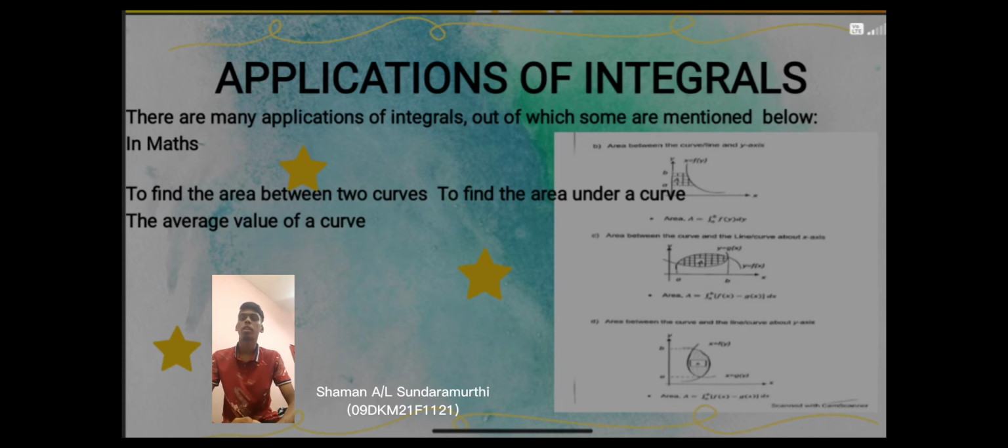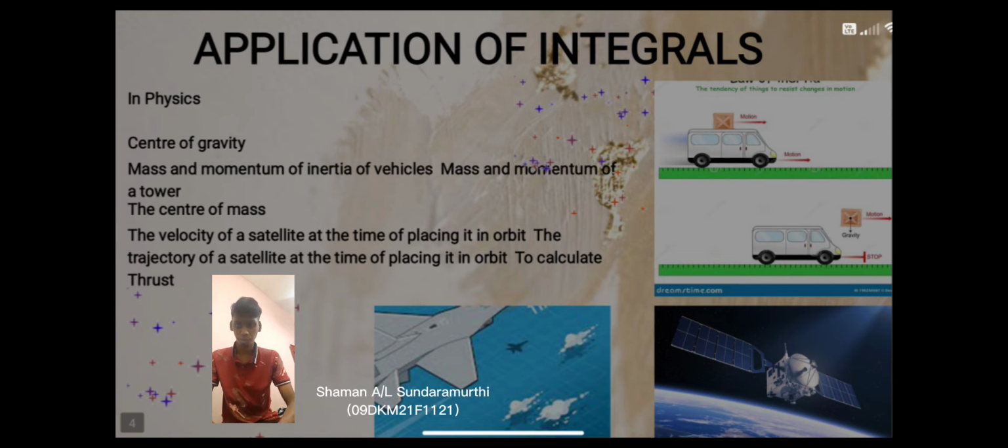And for the second application of integrals, in physics, there are some points, and one of them is the center of gravity, mass and moment of inertia of vehicles, mass and moment of a tower and the center of mass, the velocity of a satellite at the time of placing in orbit, the trajectory of a satellite at the time of placing in orbit, and to calculate thrust. And there are some pictures given there.